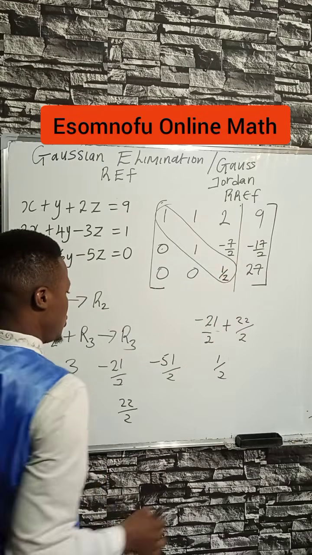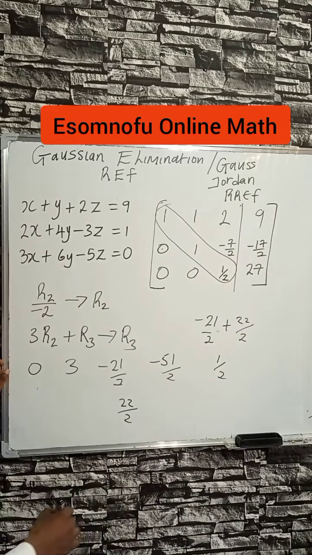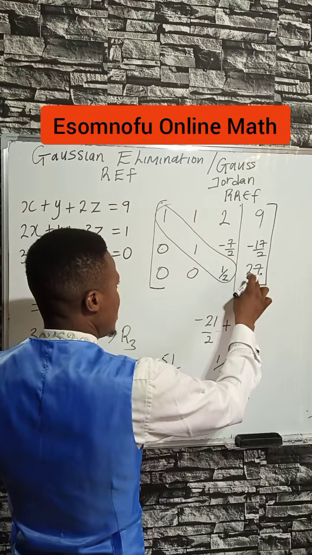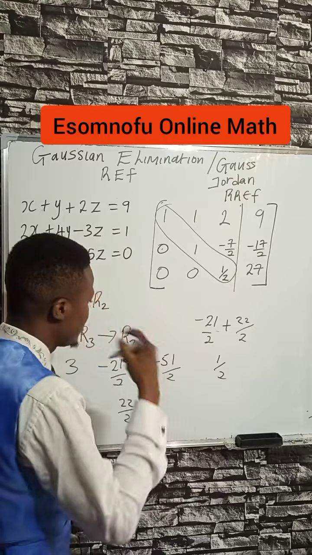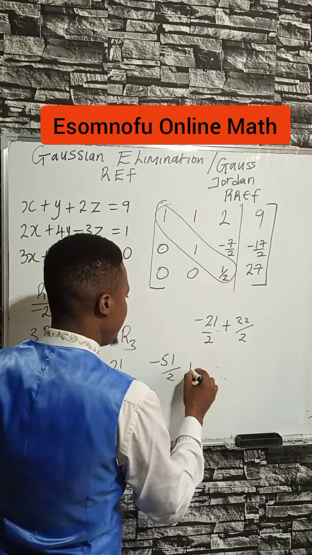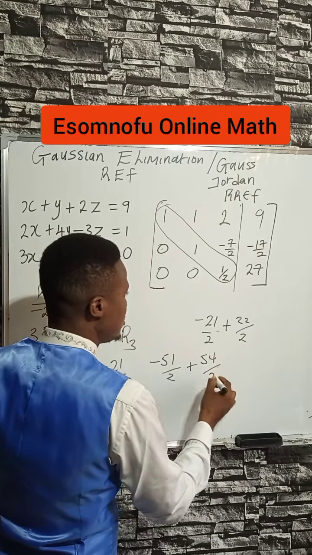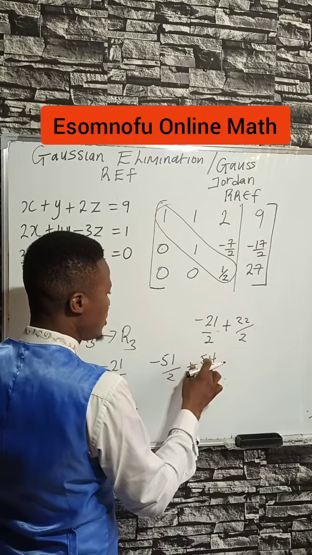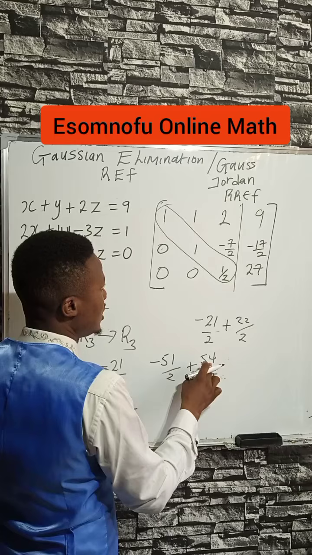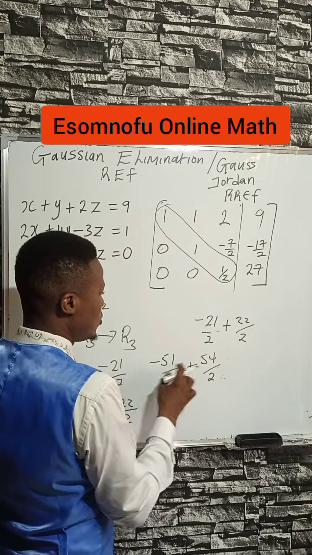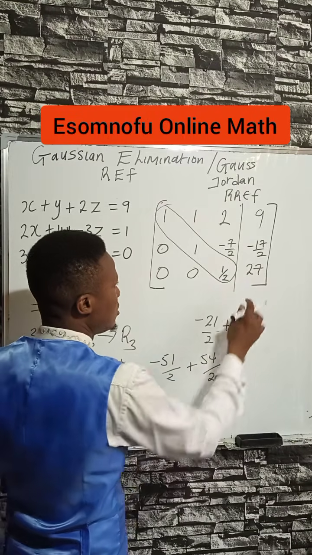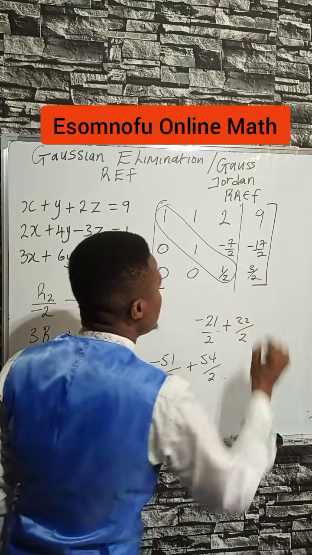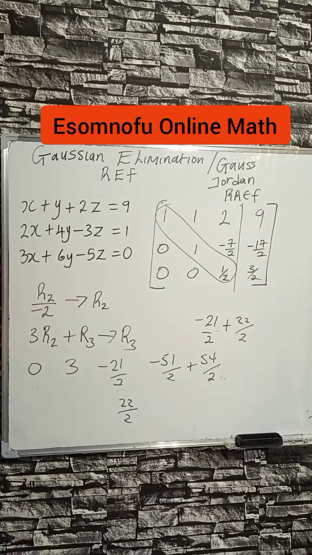Then minus 51 over 2 plus 27. This 27 can be seen as 54 all over 2 because 54 divided by 2 is 27. So minus 51 plus 54 will give us 3 over 2. So this is 3 all over 2. That is what it will be.